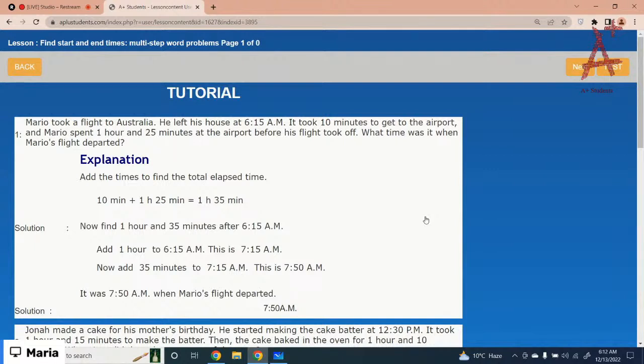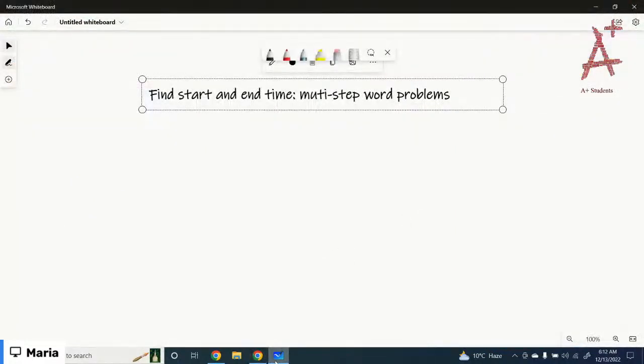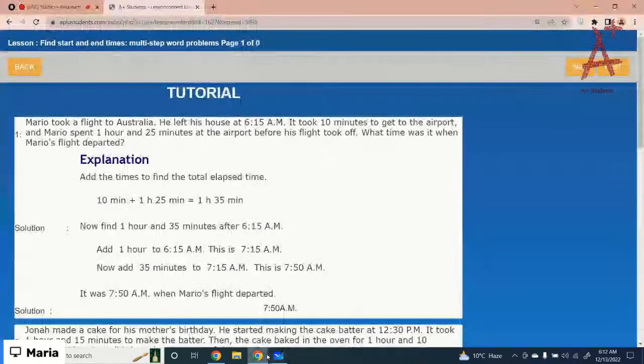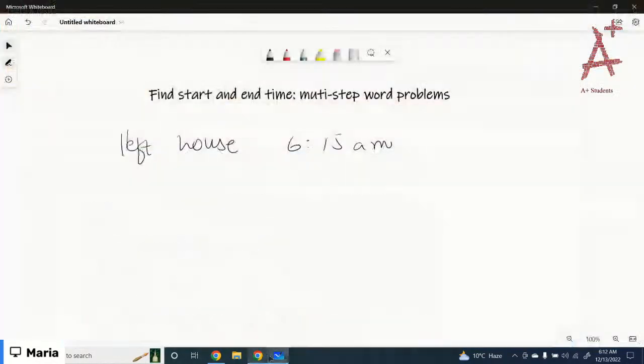Okay, so he left his house at 6:15 a.m. It took 10 minutes to get to the airport. So he is at the airport at 6:15 plus 10 minutes, so it would be 6:25. Got it? At 6:25.